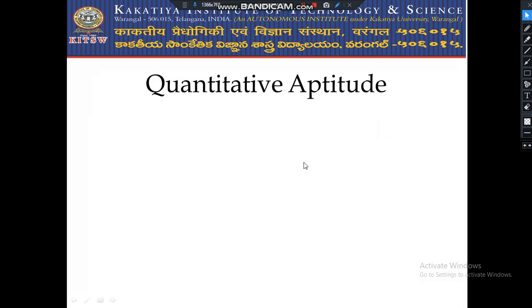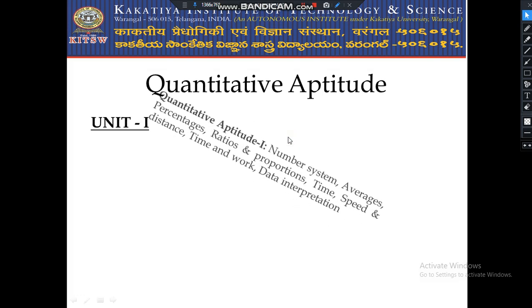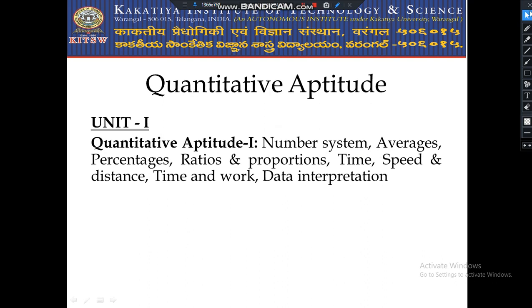Part 1 of this subject is quantitative aptitude. Part 1 has chapter 1 and chapter 2. Part 2 is logical reasoning. Chapter 3 and chapter 4 come under logical reasoning. So let's see the topics in unit 1: number system, averages, percentages, ratios and proportions, time, speed and distance calculation, time and work, data interpretation. These are the topics for unit 1.